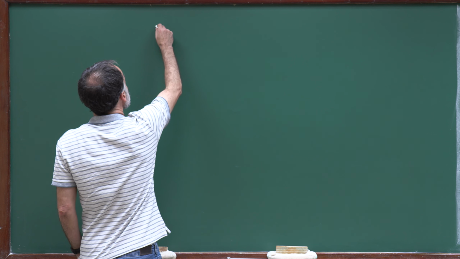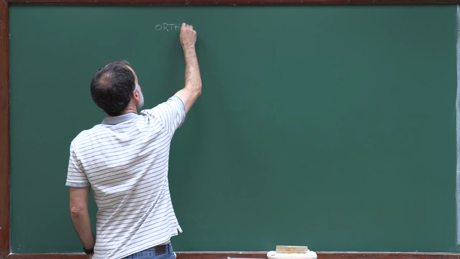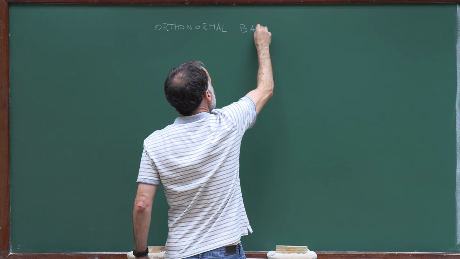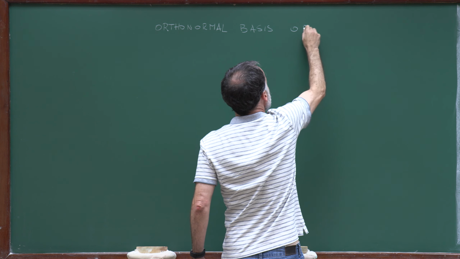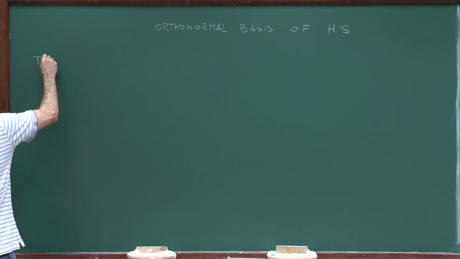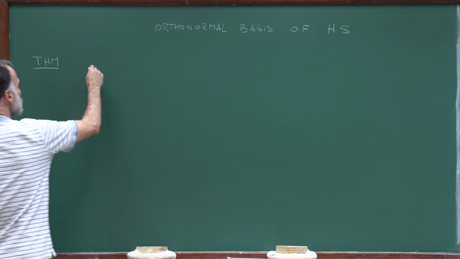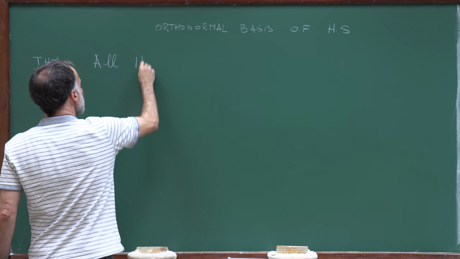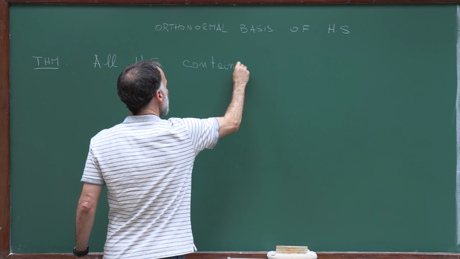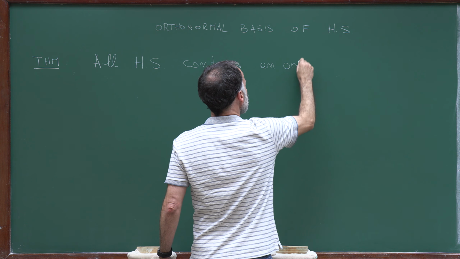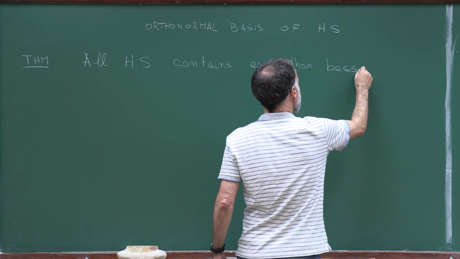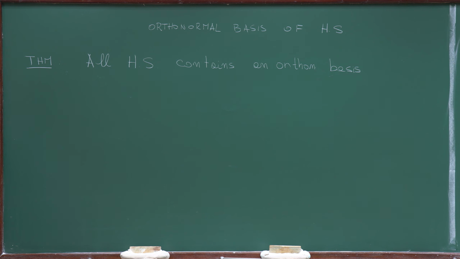So in this lecture, I will discuss the orthonormal basis of a Hilbert space. So the first theorem states that all Hilbert spaces contain an orthonormal basis. So there is at least one in each Hilbert space.